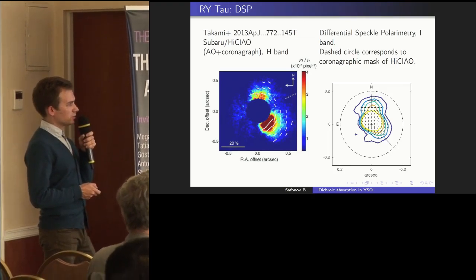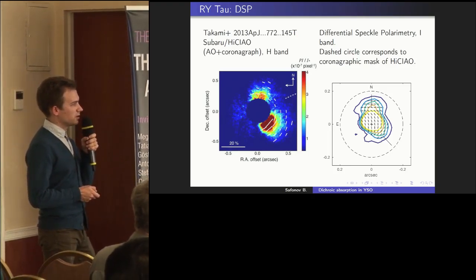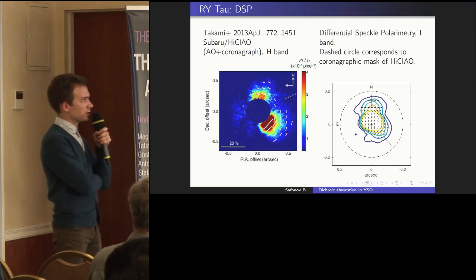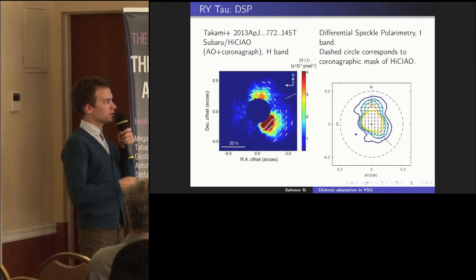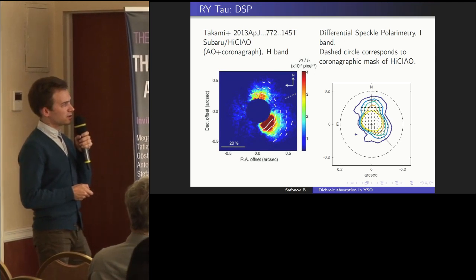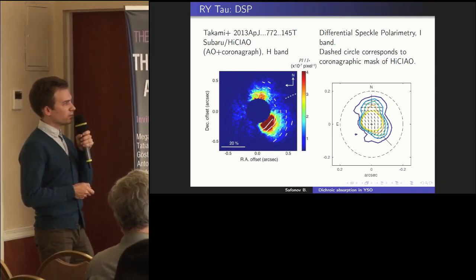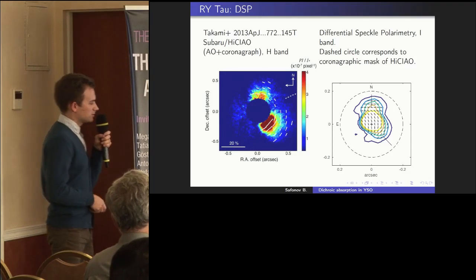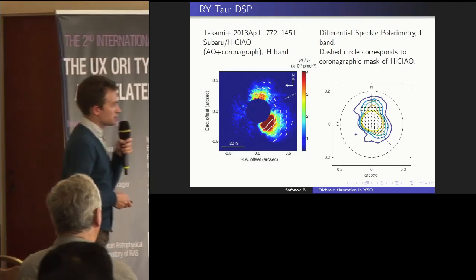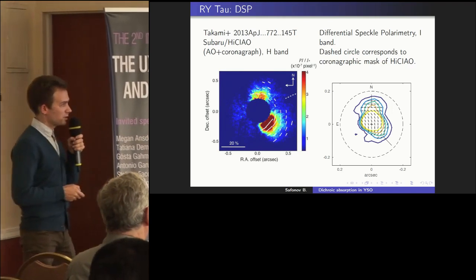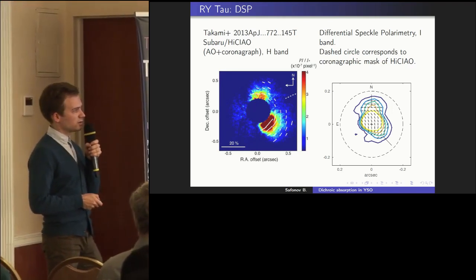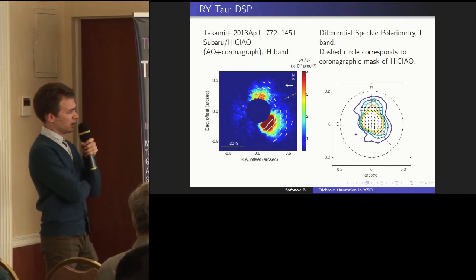Here's the contour plot of the data obtained using differential speckle polarimetry in I band, and we see that again there are two extended structures here and here at the same position angles as in the case of HiCIAO observations. And please note that this dashed line corresponds to the coronagraphic mask.